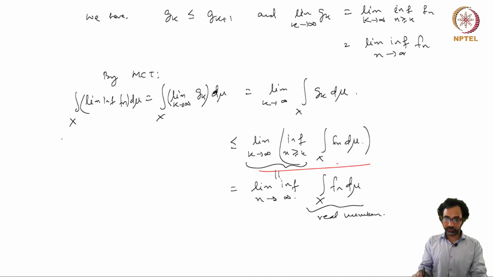So we have established Fatou's lemma, which is that the integral of the lim inf of fn is less than or equal to the lim inf of the integrals of fn, and this holds whether or not we assume that fn is a monotone sequence.